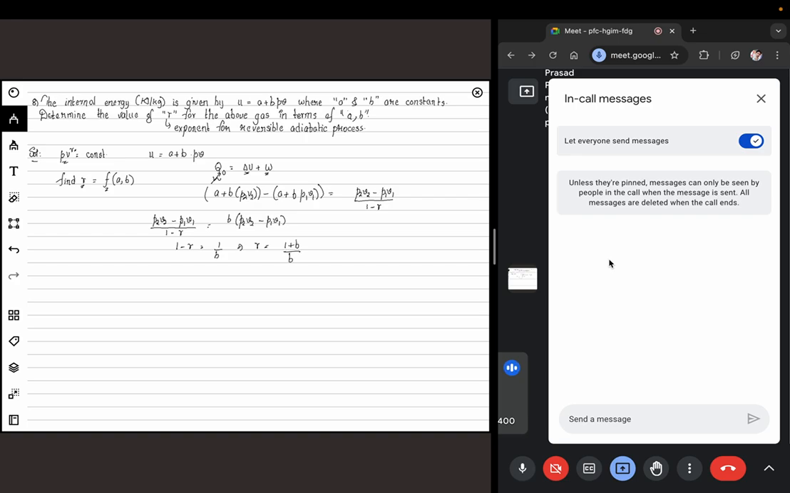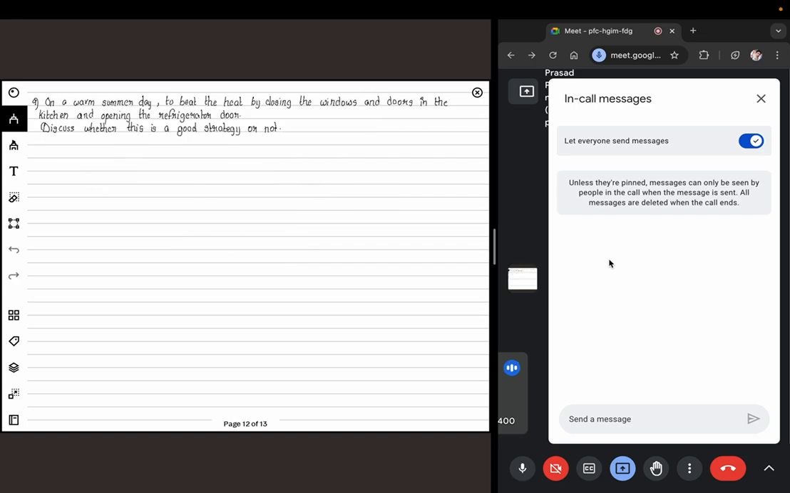So it's a very straightforward problem. This doesn't need much of a discussion, I guess. So we'll move on to the next problem. This is more of a discussion one.